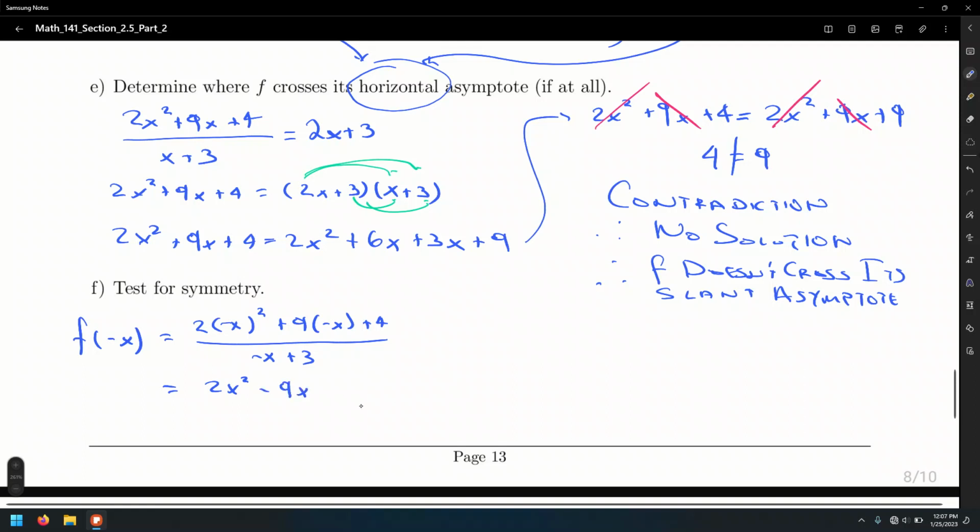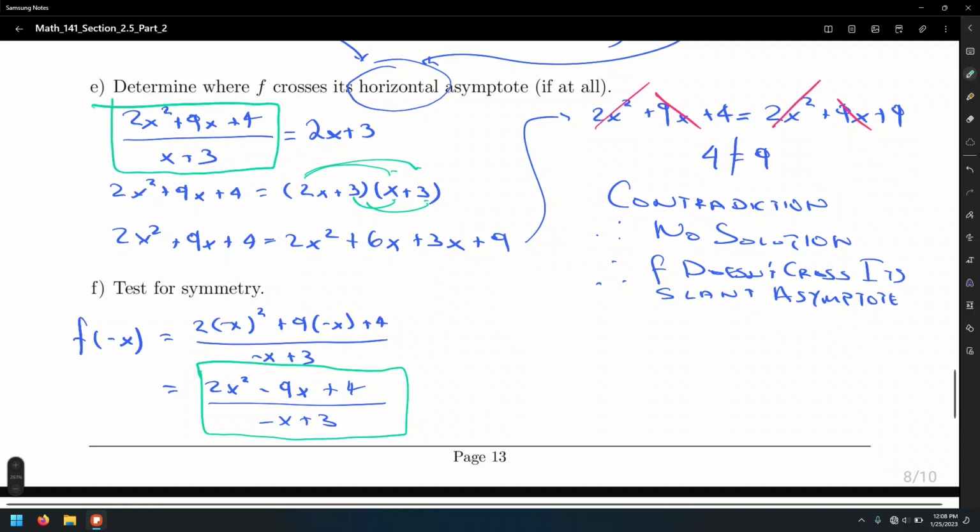Minus 9x plus 4, and in this case negative x plus 3. And if we compare this function, or this expression right here, with the original function, we can see that this is not the opposite of the original function, and it is not the same as the original function.